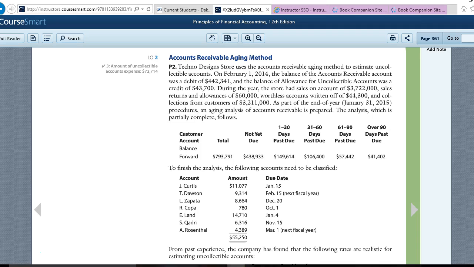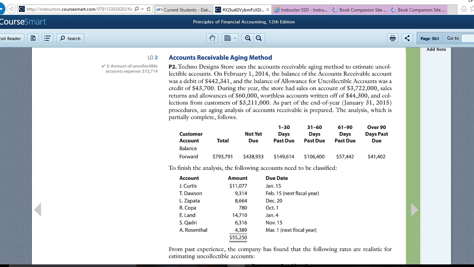Techno Design Store uses the accounts receivable aging method to estimate uncollectible accounts. On February 1st, 2014, the balance of the accounts receivable account was a debit of $442,341, and the balance of the allowance for uncollectibles account was a credit of $43,700.